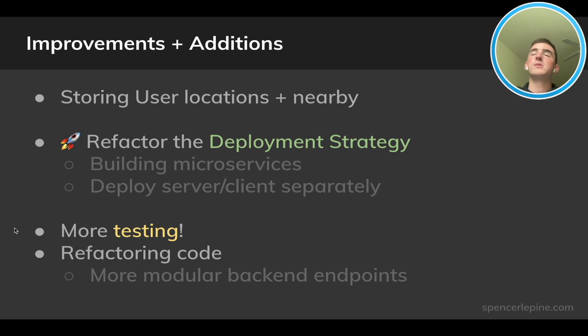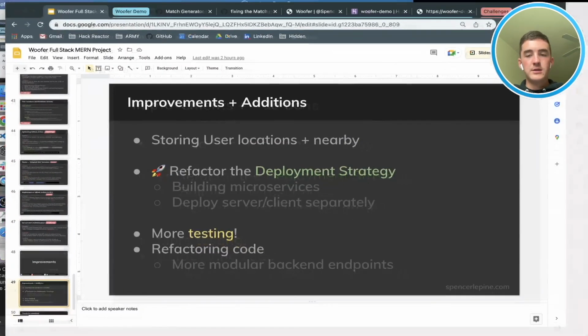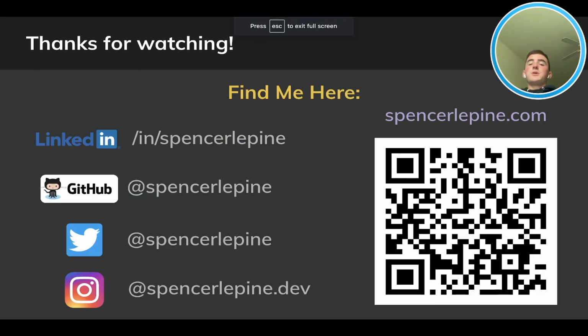So the next improvement would be more testing, more unit testing, edge cases, more end-to-end testing, and then lastly would be refactoring the code, just cleaning things up or making things more modular, basic things, and then maybe different code styles, stricter code styles, and yeah, that's pretty much it. That's my Woofer MERN stack app.